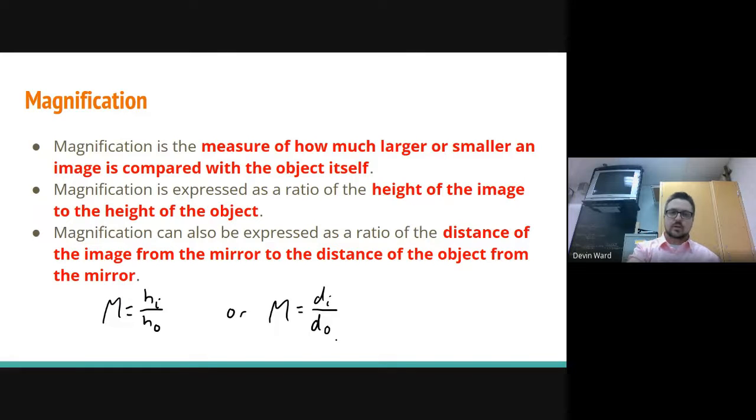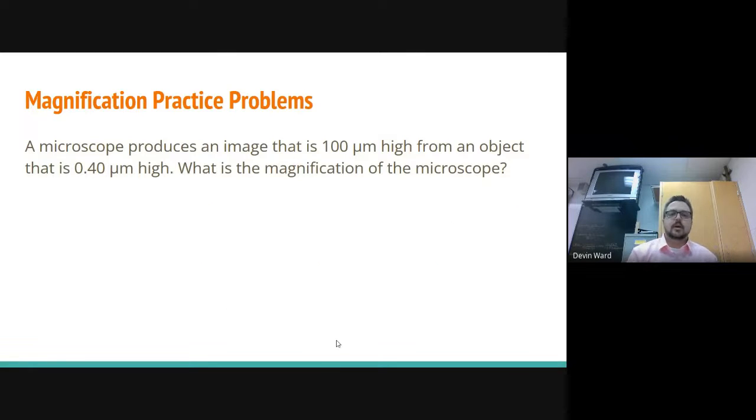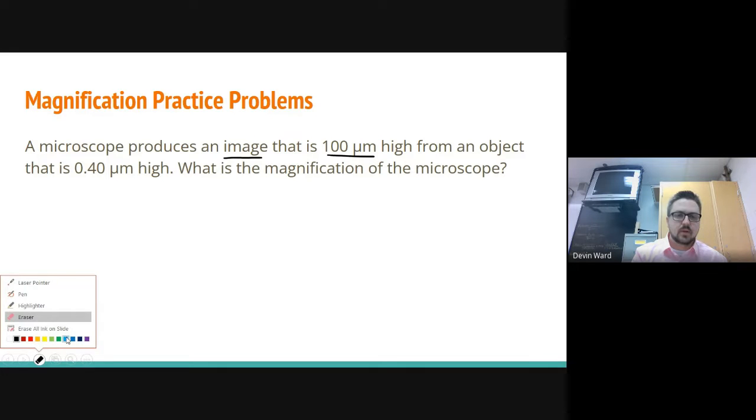Okay, so let's do two quick examples. A microscope produces an image that is 100 micrometers in height from an object that is actually 0.4 micrometers in height. What's the magnification of the microscope? First thing you want to do is write down what you have. It produces an image that is 100 micrometers. That's not distance, it is going to be height. Let's use blue. I like blue. Height of the image equals 100.